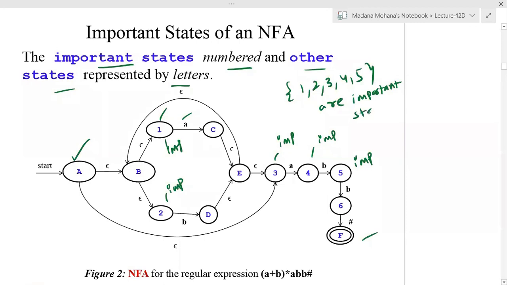These are all represented with numbers. All other states are represented with letters: capital A, B, C, D, E, F. Here we have to exclude the initial and final state. The remaining ones are non-important states, represented with letters. Like that, we discriminate important states and non-important states in an automaton. Here you can observe one more difference. This automaton is for the augmented regular expression, where we have taken the OR hash. So this hash transition is also included for the regular expression (a plus b) whole closure a b b hash.